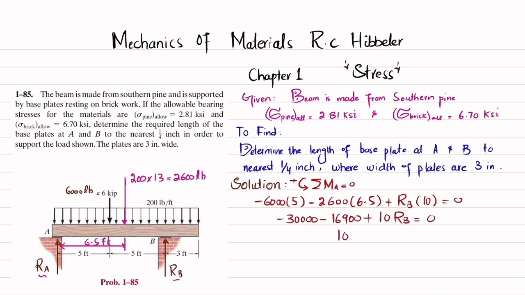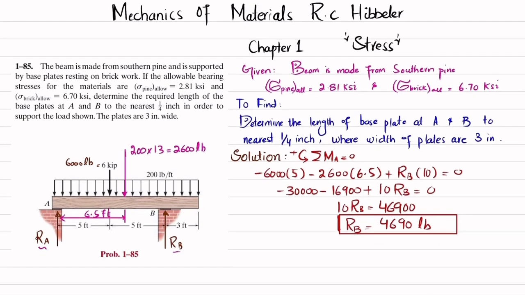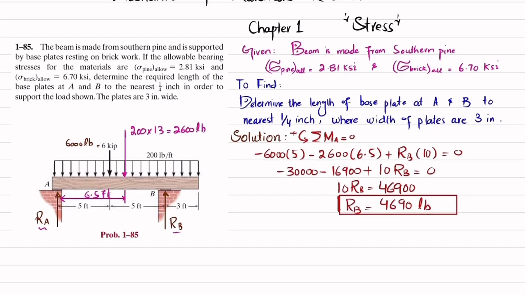So what we will get is that 10 Rb will be equal to 46,900, and this Rb, if you divide by 10 on both sides, will be 4690 pounds. So this is the value of Rb, the reaction force by bricks at point B on the beam or base plate.